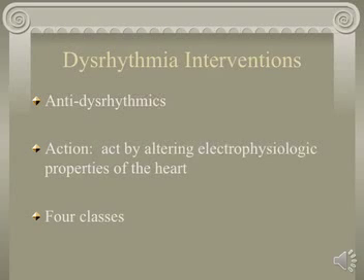When we talk about caring for a patient with dysrhythmias, probably one of the first things that comes to mind is taking care of patients through the use of medications, or what we commonly call anti-dysrhythmics or anti-arrhythmic type drugs. These types of medications act by altering electrophysiologic properties of the heart. They act either by blocking flow through ion channels or by altering autonomic activity.